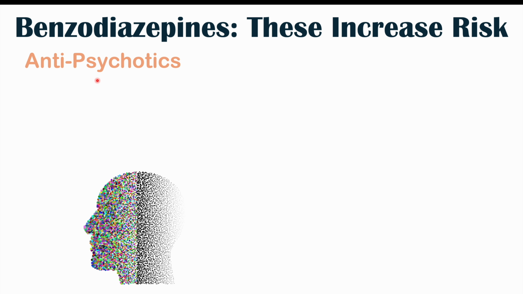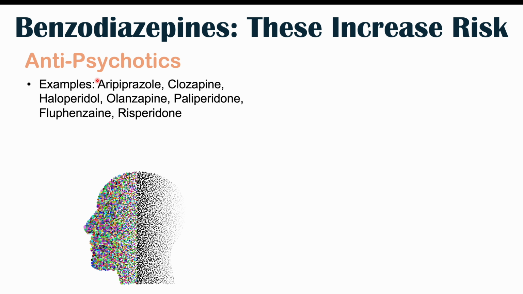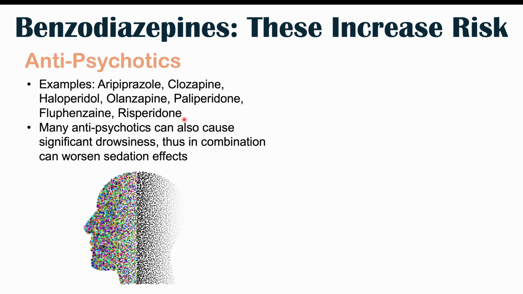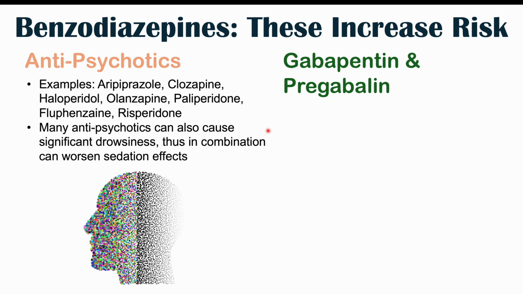Antipsychotic medications are also another class of medications that can interact with benzodiazepines and have similar side effects. These include aripiprazole, clozapine, haloperidol, olanzapine, paliperidone, fluphenazine, and risperidone. So there's a mix of typical and atypical antipsychotics here. But for the most part, many of these antipsychotics are going to cause significant drowsiness. And again, it's going to worsen sedation effects if we're taking both benzodiazepines and antipsychotic medications together.